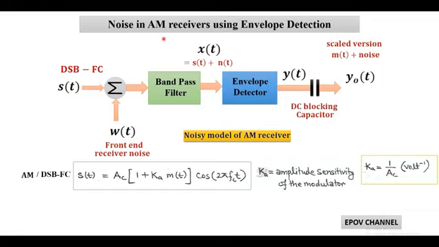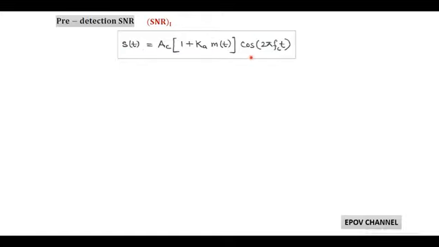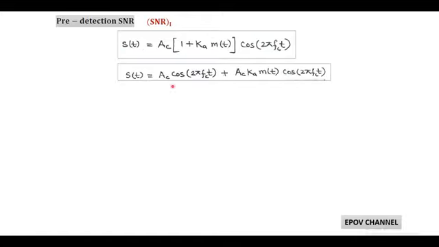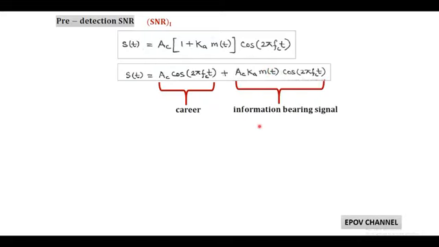After the basic discussion, we move to noise performance of standard AM receiver, also called as envelope detector. For this, we first need to find input signal to noise ratio or pre-detection SNR. So here we consider standard AM, and after opening bracket we get S(t) equals Ac cos 2 pi fc t plus Ac Ka m(t) cos 2 pi fc t. Here the first term is called carrier and the second term includes a message signal m(t) and is called as information bearing component.